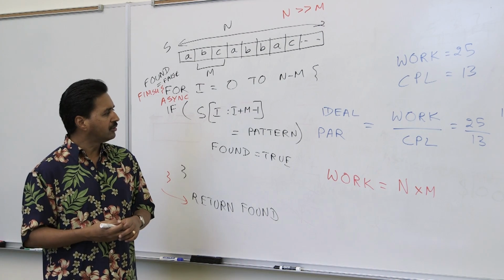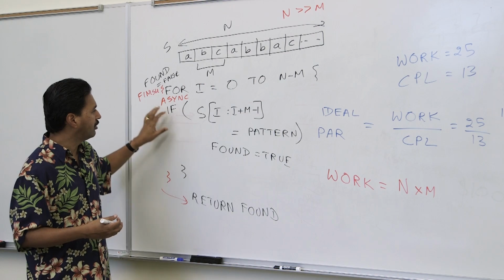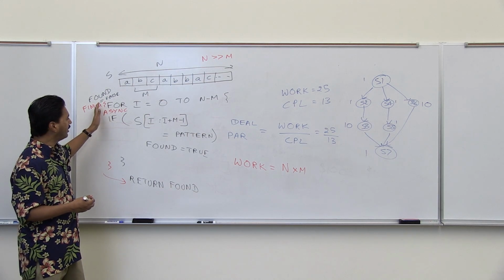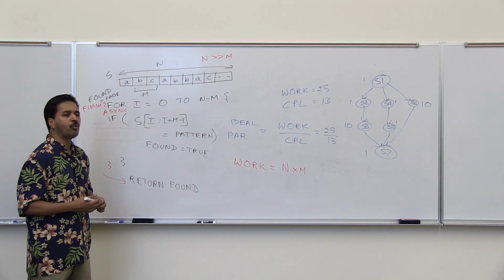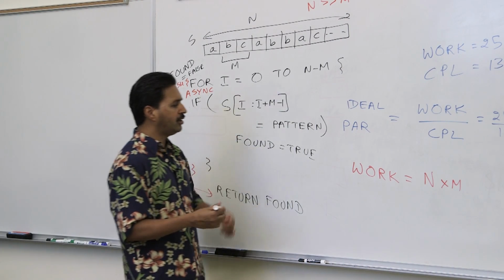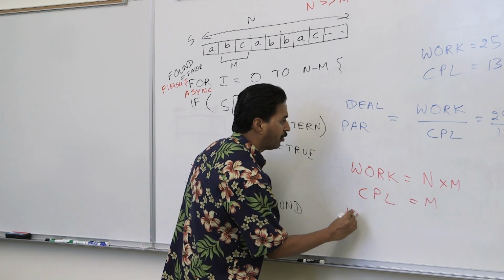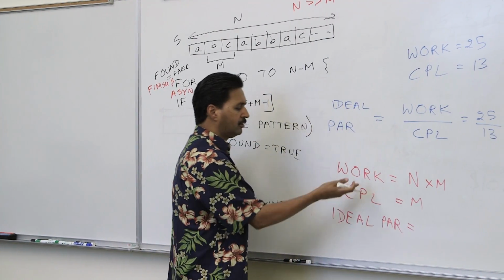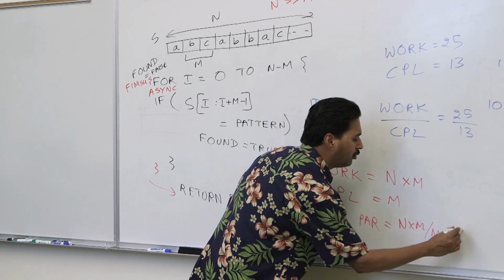For the critical path length, well, the way to do it would be to draw the computation graph, but we can reason about it. And looking at the async, the idea is that each iteration can run in parallel with the other. So the critical path length is basically the time for a single iteration of the i loop, which is the time needed for one pattern match. And that is really m operations. So the ideal parallelism over here is the work divided by the critical path length, which is n times m divided by m, which is n.